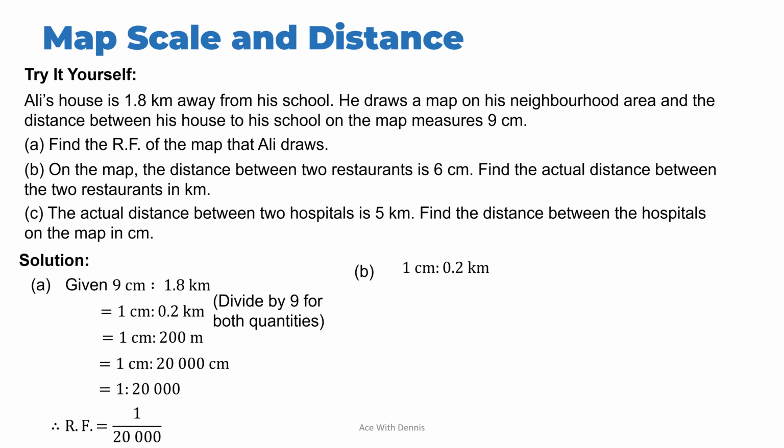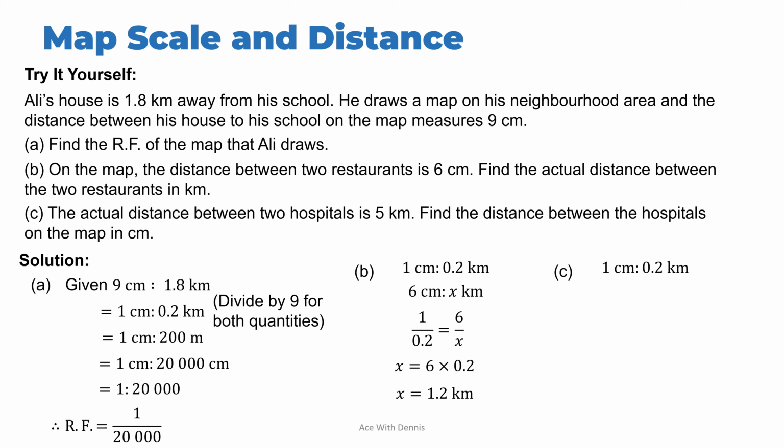B. As we know, the scale is 1 centimeter is to 0.2 kilometers. Hence, 6 centimeters is to x kilometers, which means 1 over 0.2 equals 6 over x. X will be 6 times 0.2, which is 1.2 kilometers.